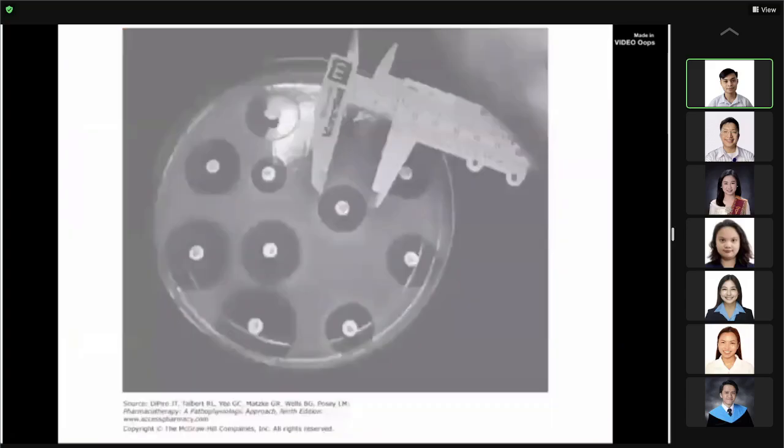We can measure using a ruler or a pair of calipers. So this is it. These are the discs impregnated with antimicrobial agent. Then there is a zone of inhibition, an area with no bacterial growth around the disc. That is why there is a distance of 24 millimeters between each disc, because of the zone of inhibition.